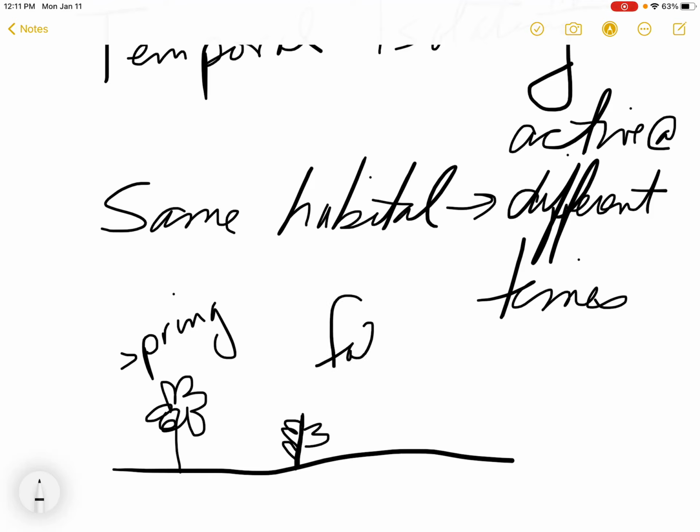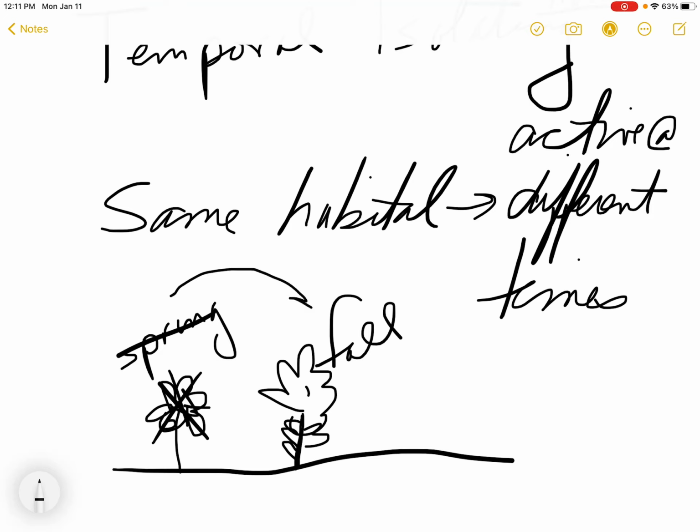But then in the fall, this species has already flowered and it's over, and now this one produces a nice flower, and it flowers later in the season towards the fall. So that's a different time. That means that there cannot be very much gene flow between these two populations because they are separated in time. All right, so that's a temporal isolating mechanism.